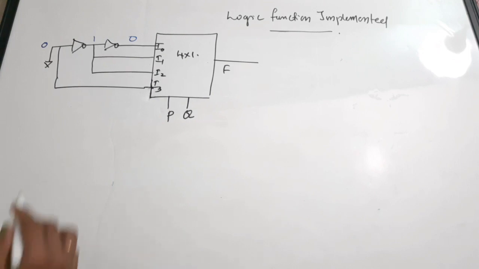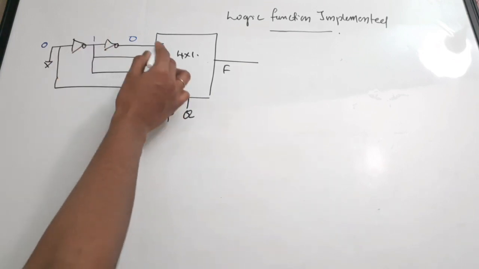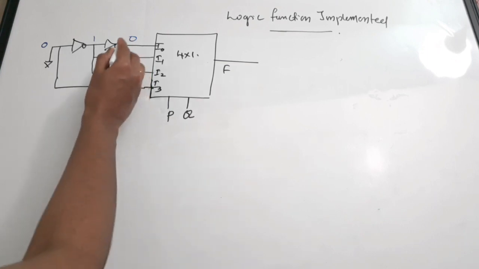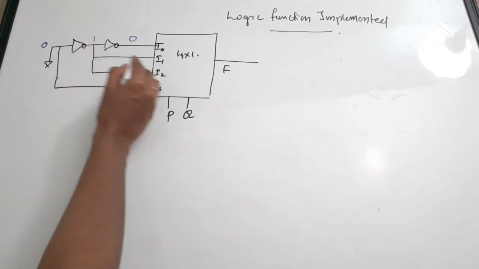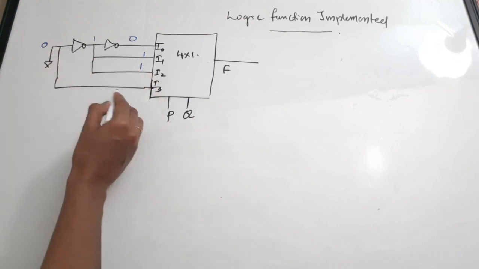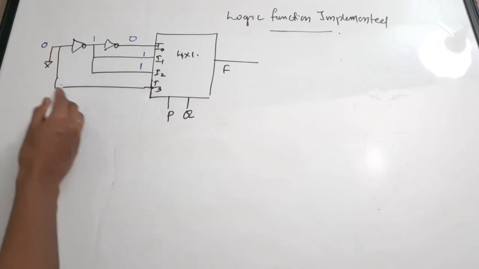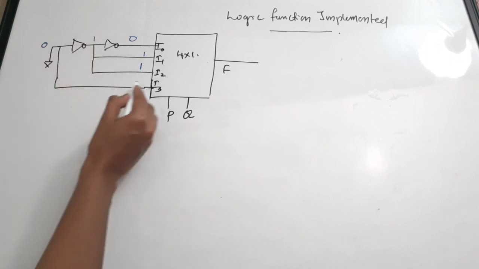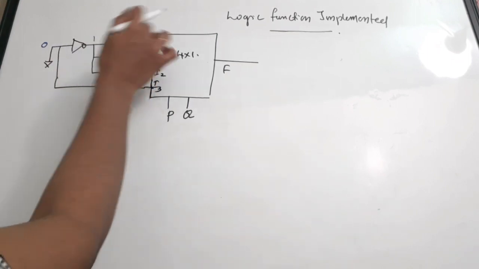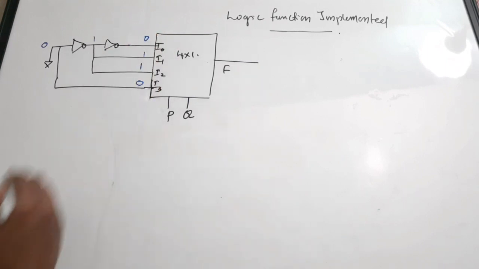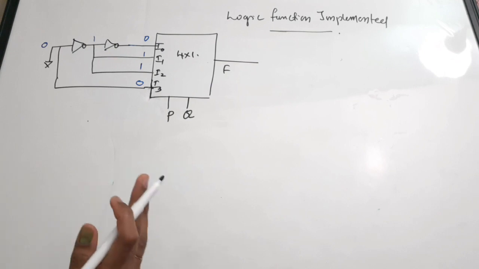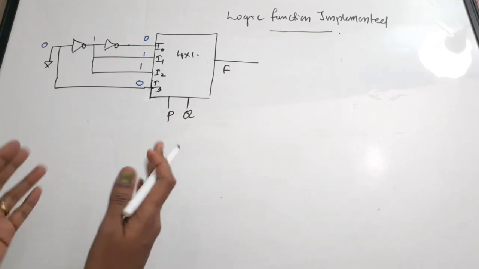Right. So what are the inputs coming to I0, I1, I2 and I3? We'll write first. I0 is 0, I1 is 1, I2 is 1, I3 is directly connected from the ground without complementing, so it is again 0. So that is 0, 1, 1, 0.